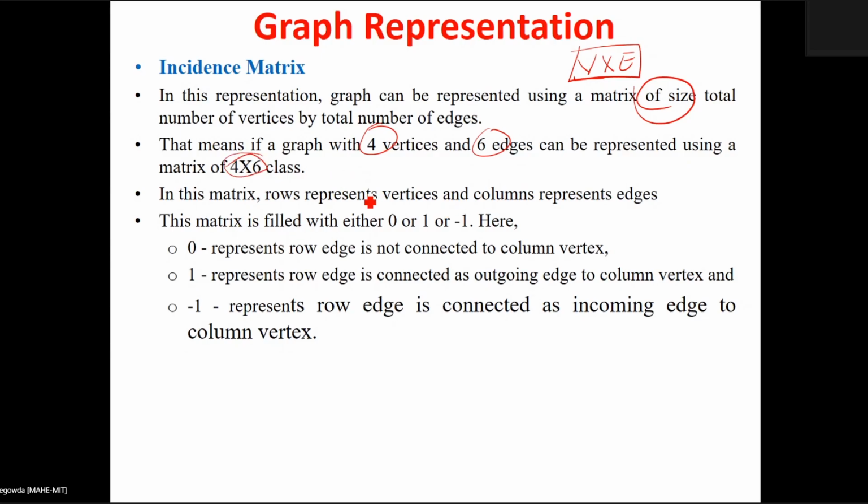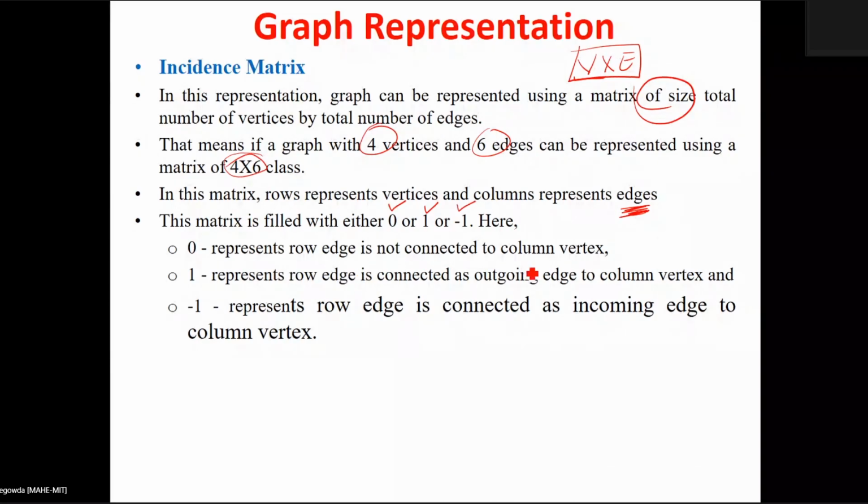In this matrix, rows represent the vertices and columns represent the edges. Whereas in the previous case, both columns and rows were represented by using vertices only. Here we use the vertices to represent the rows and columns to represent the edges. We are going to fill this matrix with either 0, 1, or -1 depending upon the following conditions.